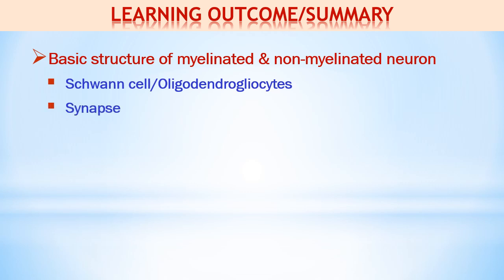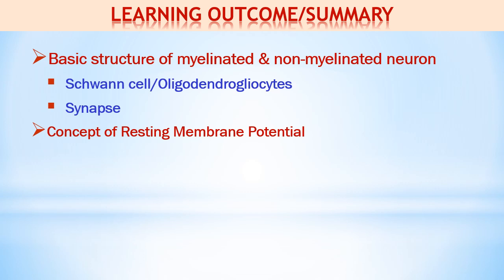So the learning outcome or summary of this presentation are here. We have discussed the basic structure of myelinated and non-myelinated neurons. We have discussed the Schwann cell and the oligodendrogliocytes, the special type of cells whose plasma membrane makes the myelin sheath around the axon in the central nervous system neurons and outside the central nervous system neurons. We have discussed the very special junction between the axon of one neuron and the dendrites of the neighboring neuron, which is the synapse. We shall also discuss the synapse in some other presentation, and the synaptic transmission also.